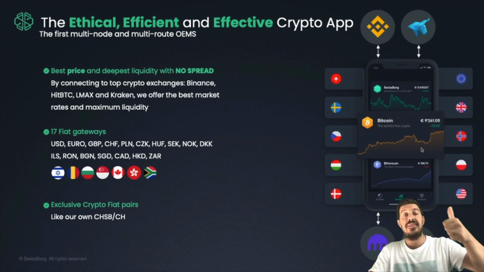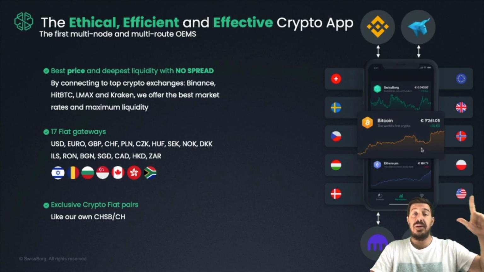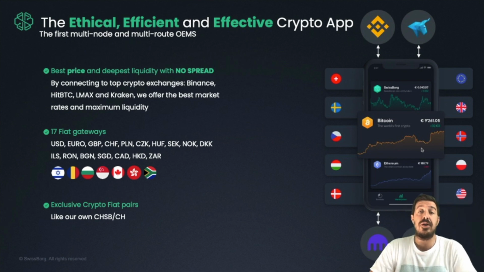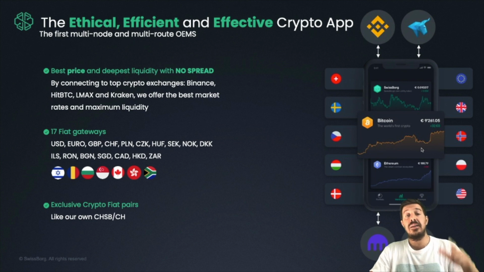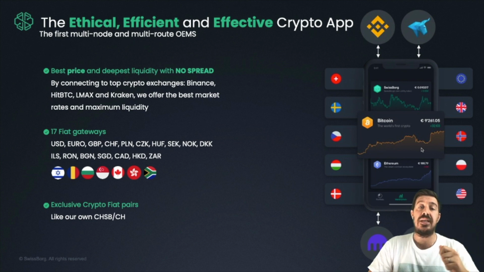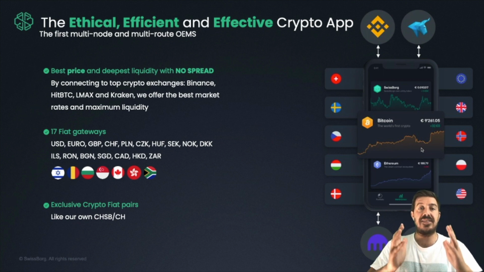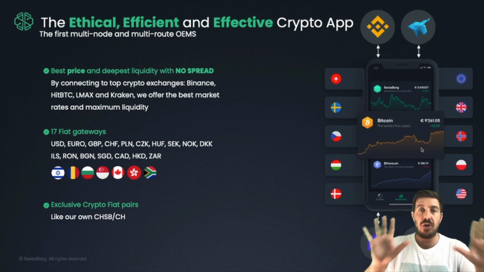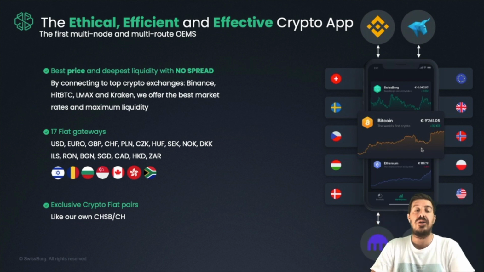SwissBorg is not only ethical, it's not only efficient, but it's the most effective crypto app to buy your crypto assets. Why do I say that? And obviously I'm very biased, so please test yourself. But SwissBorg will aggregate best rates on multiple exchanges, finding best liquidity, but more importantly, guys, SwissBorg does not take a spread, does not take any hidden fees, only the commissions, which are all fully transparent and easy to understand.